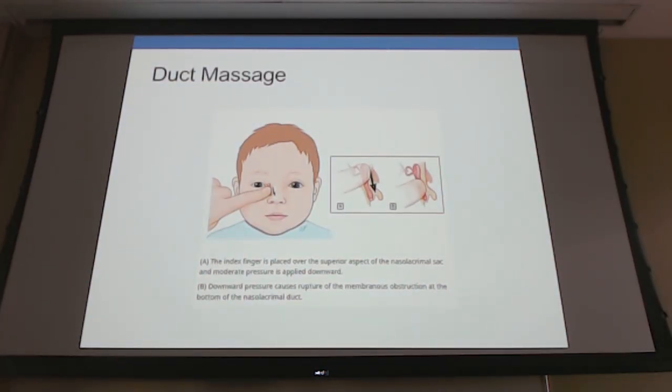The duct massage, you should be able to feel it on yourself. You should be able to feel a lacrimal sac, kind of that small pea-sized nodule that you're feeling. You feel that on the baby, and then you move down, pressure in and down. And you do that several times on the baby with a clean hand to break up that lacrimal duct and to help it open up that obstruction.